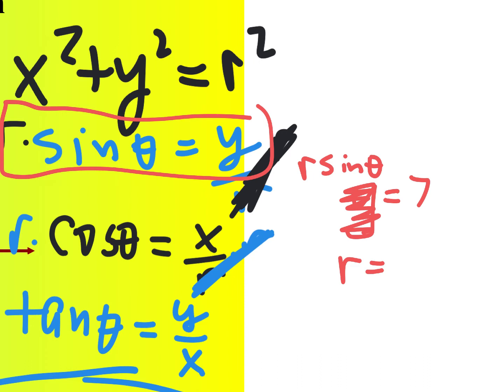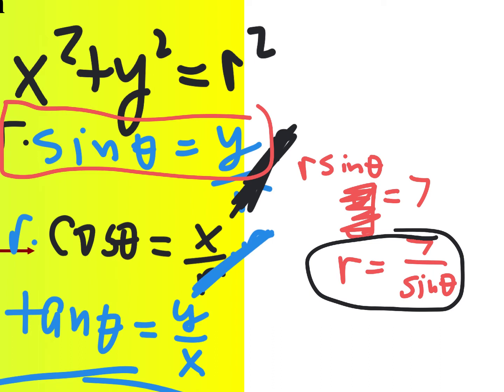r equals 7 over sine theta. If you actually put this in a calculator, you don't have to do this right now, but if you were to go to the polar mode of your calculator and then go to your graphing screen, it doesn't say y equals, y equals. It says r equals, r equals. You type in the equations and it'll graph them. And guess what you get when you type that in? You get the same exact thing as y equals 7. You get a straight line across at 7. It's weird that the sine equation would do that, but it does.